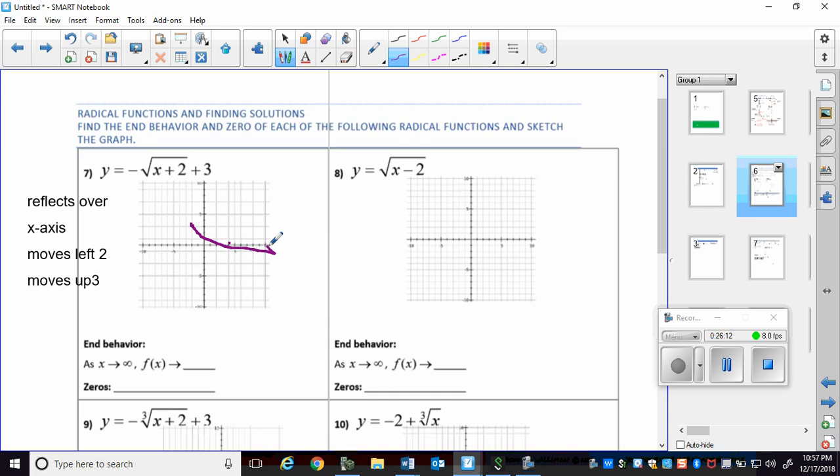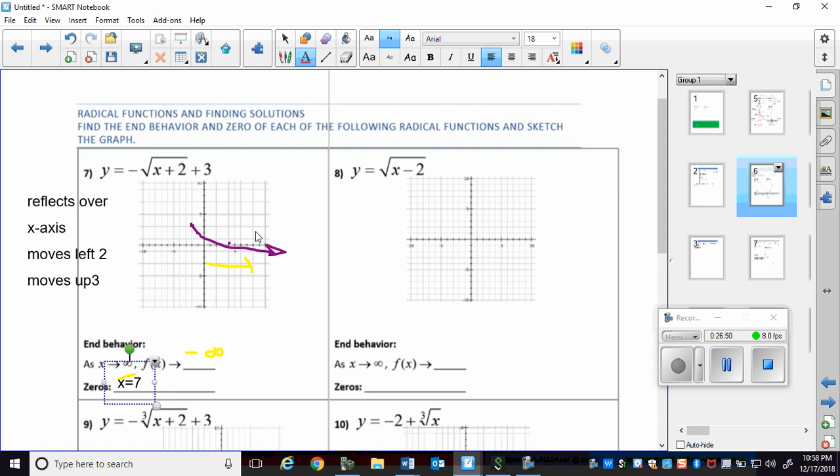And here's my graph. Now the end behavior here: as x moves towards positive infinity, my y values are decreasing, so f of x goes towards negative infinity. My zeros here, my 0 is 7, x equals, let me just type that out for you, x equals 7. So if you graph it correctly, you can just easily see that type of thing.